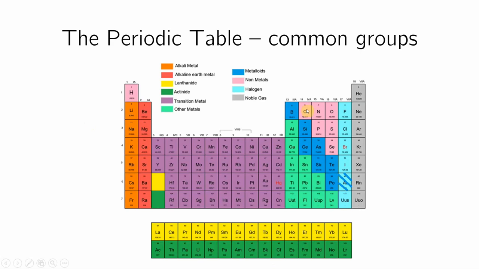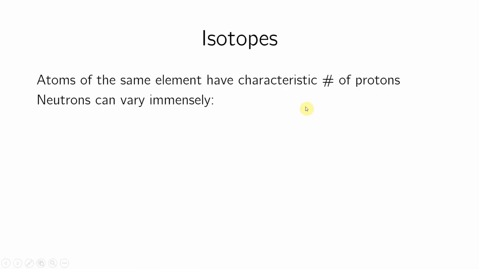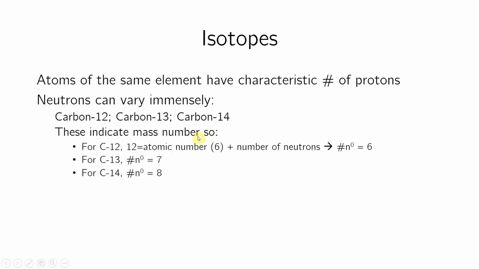Carbon is 6, so it has 6 protons. So this carbon has 6 neutrons. This carbon has 7 neutrons. This carbon has 8 neutrons. Okay. And so to indicate this, we would write this. This C12 has this 12 as the mass number. Number of neutrons would be 6. This would be 7. This would be 8.